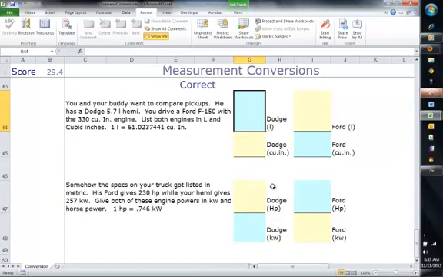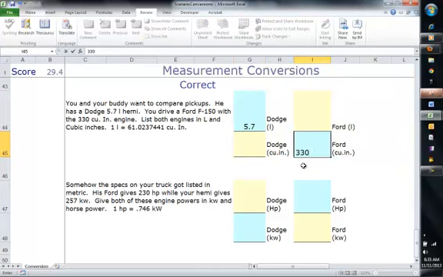You and your buddy want to compare pickups. He has a Dodge 5.7 liter Hemi. You drive a Ford F-150 with a 330 cubic inch engine. List both engines in liters and cubic inches. Okay, so a Dodge is 5.7 liters and the Ford is 330 cubic inches.